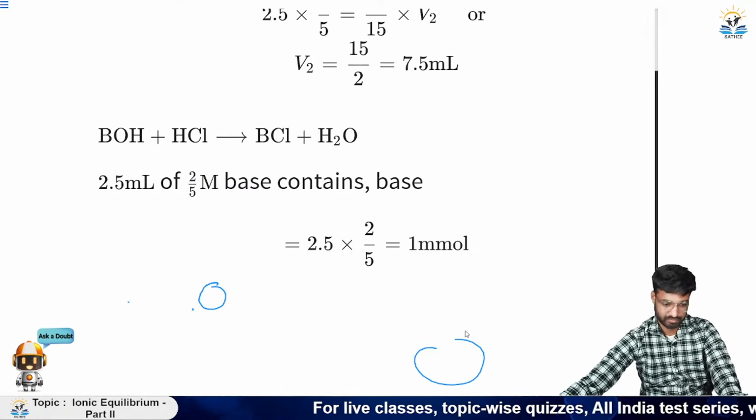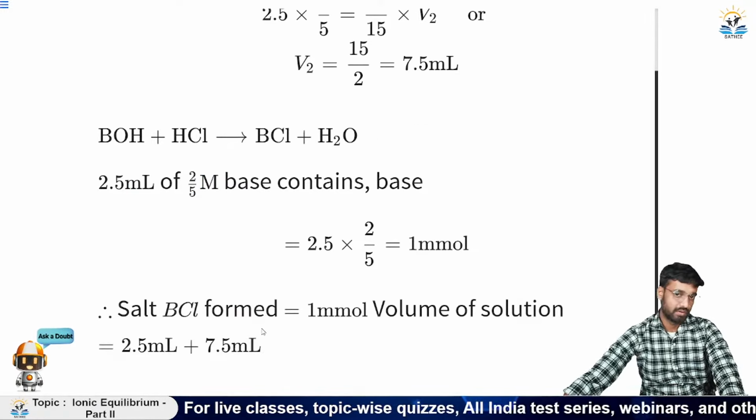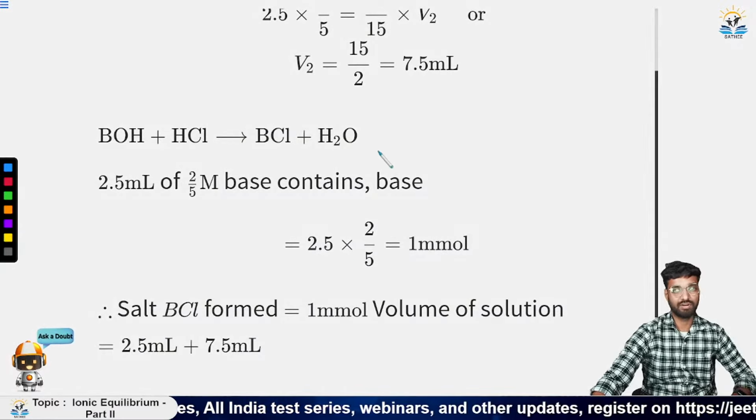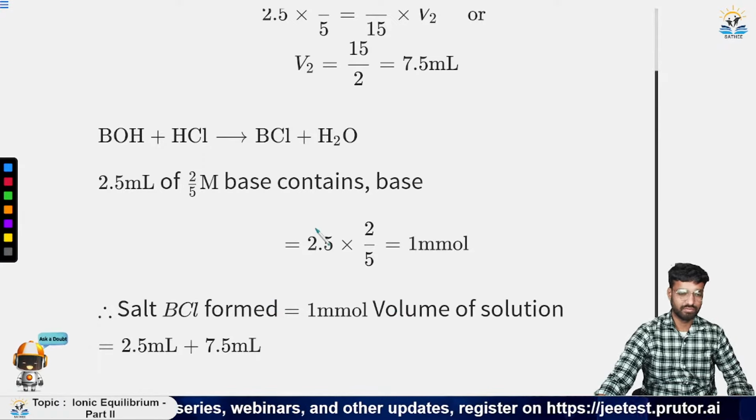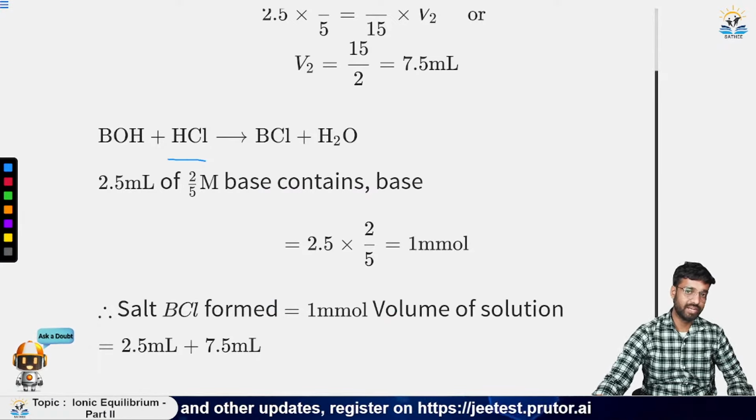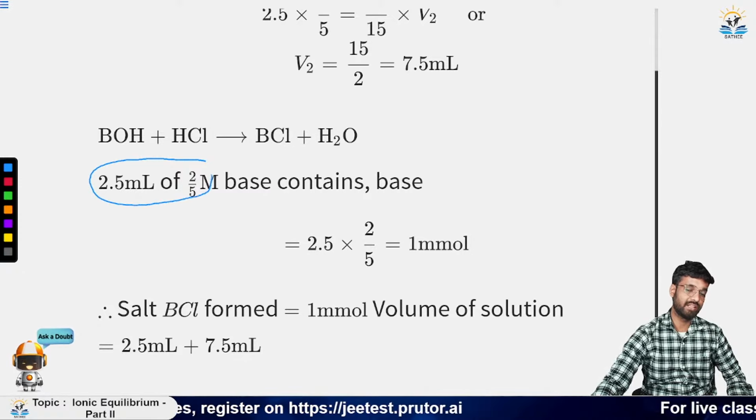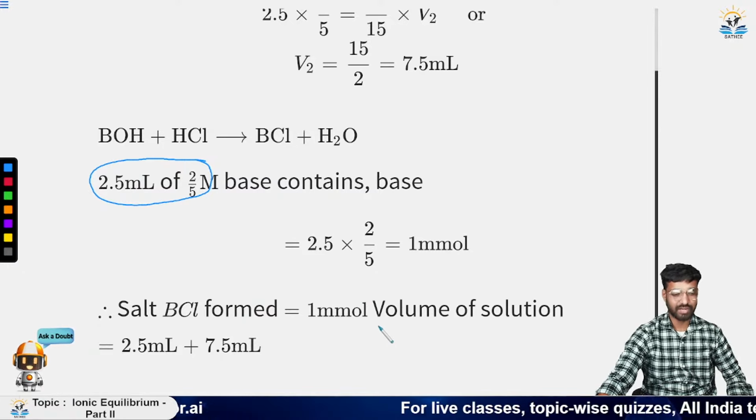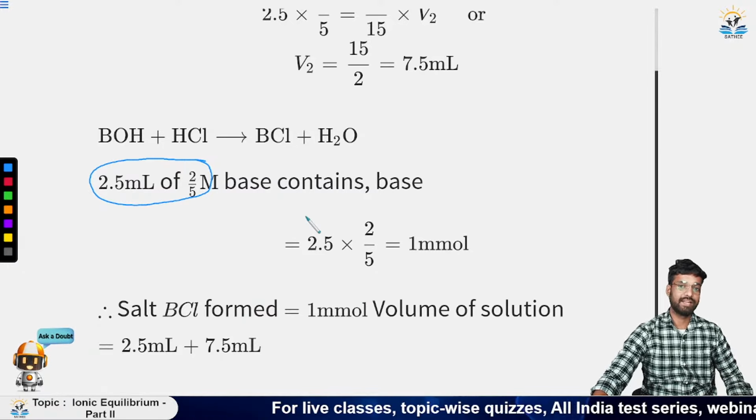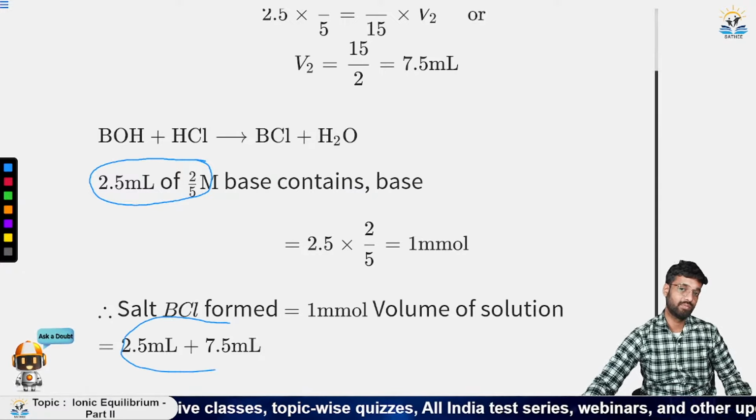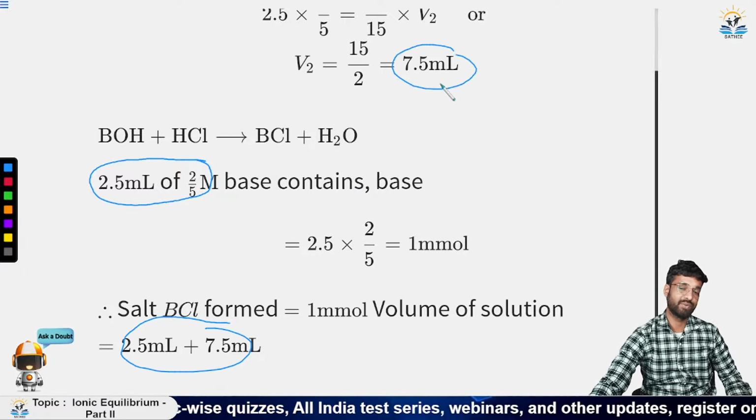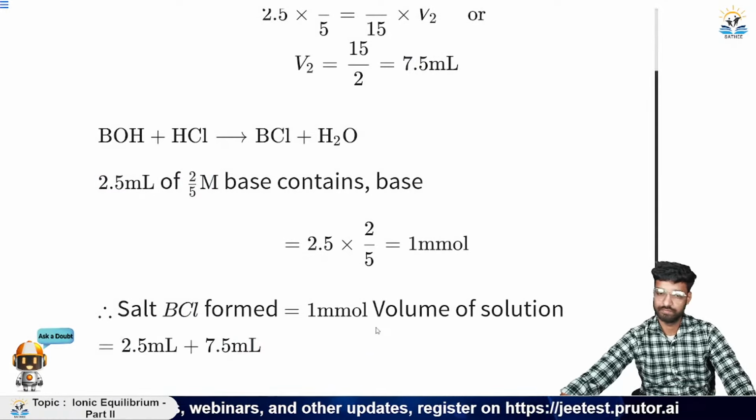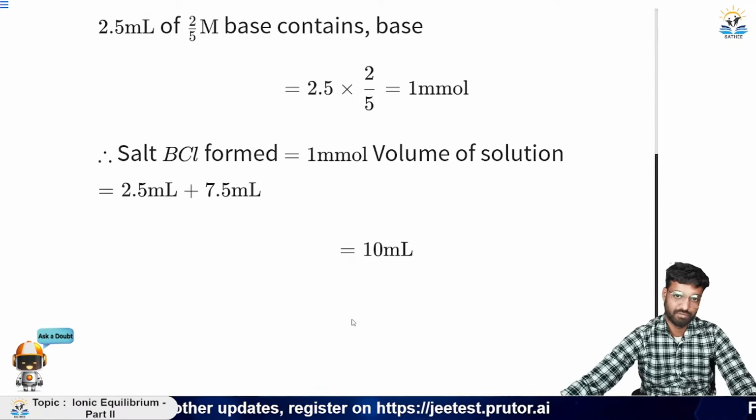Now next, the salt BCl that is formed. So what is the amount of BCl that will be formed? It will be 1 millimole. Why? Because we are doing a complete neutralization, so the amount of base that is reacting will be the amount of salt we are having. So 1 millimole. And what is the volume of solution? We are reacting 2.5 and 7.5 milliliter of the solution, we have calculated the 7.5 as well. So the total volume would be 10 ml. Okay, it will be 10 ml.